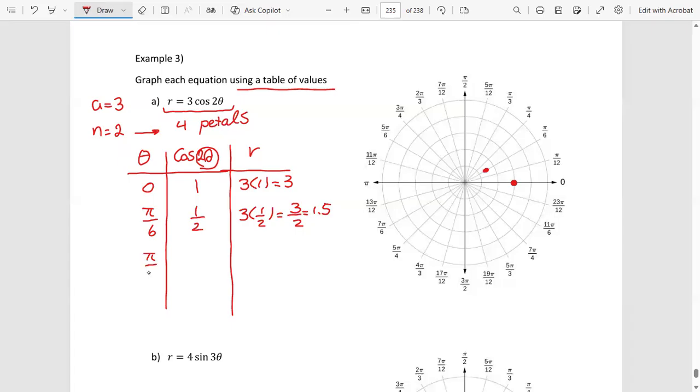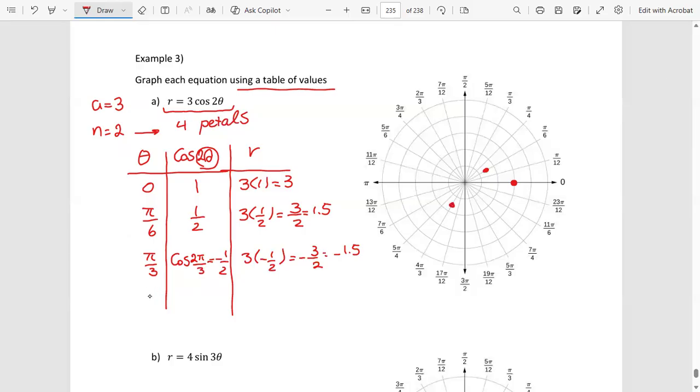If I replace theta with pi over 3, I know that the cosine of 2 theta means the cosine of 2 pi over 3. And the cosine of 2 pi over 3 is, let's look at the table. For 2 pi over 3, the cosine is negative 1/2. And 3 times negative 1/2 is negative 3/2, which is negative 1.5. So for pi over 3, I have to go on the other side because I have a negative r. So negative 1.5.